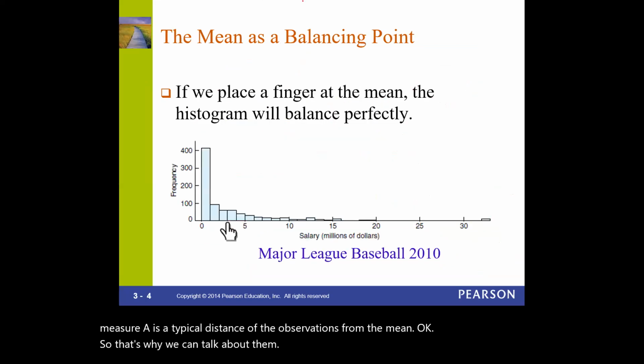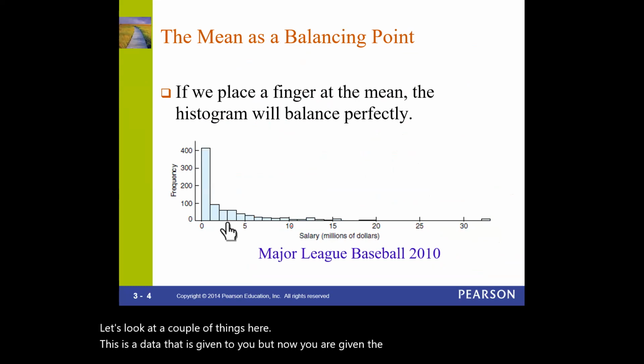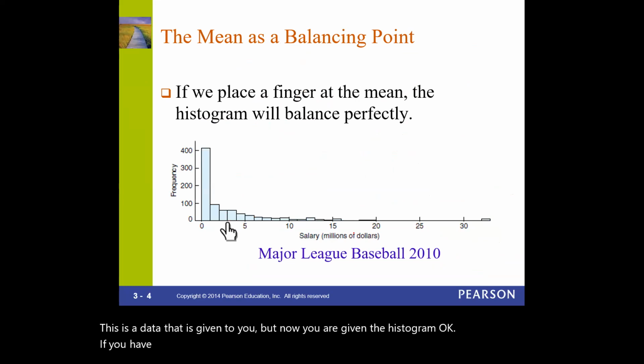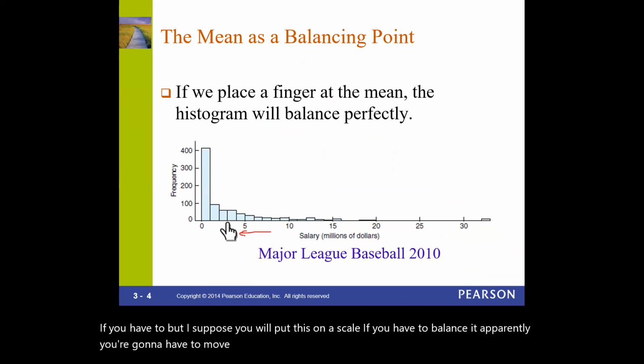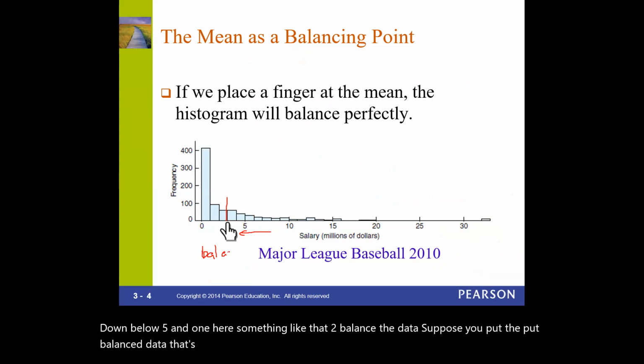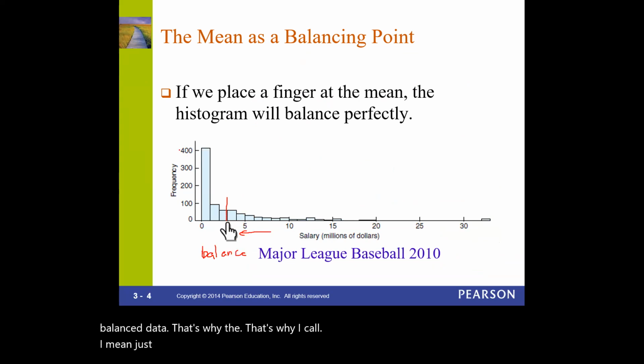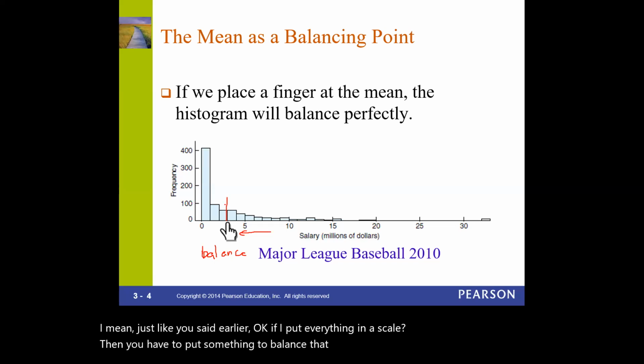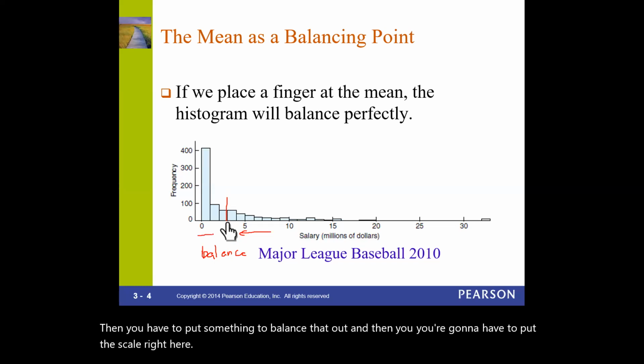Let's look at a couple of things here. This is data that is given to you, but now you are given the histogram. Suppose you put this on a scale and you have to balance it. You're going to have to move the scale just a little bit below 5, something like that, to balance the data. That's why it's called the mean, just like we said earlier. If I put everything on a scale, you have to put the scale right here, kind of in between there.